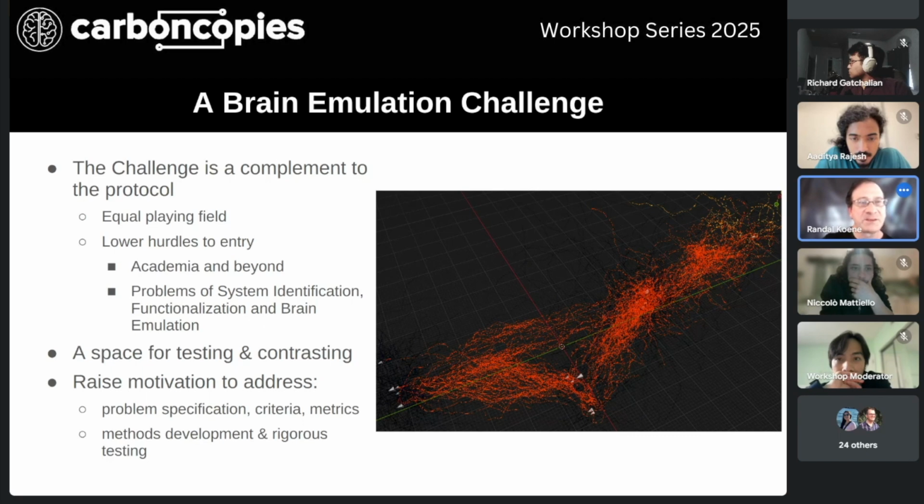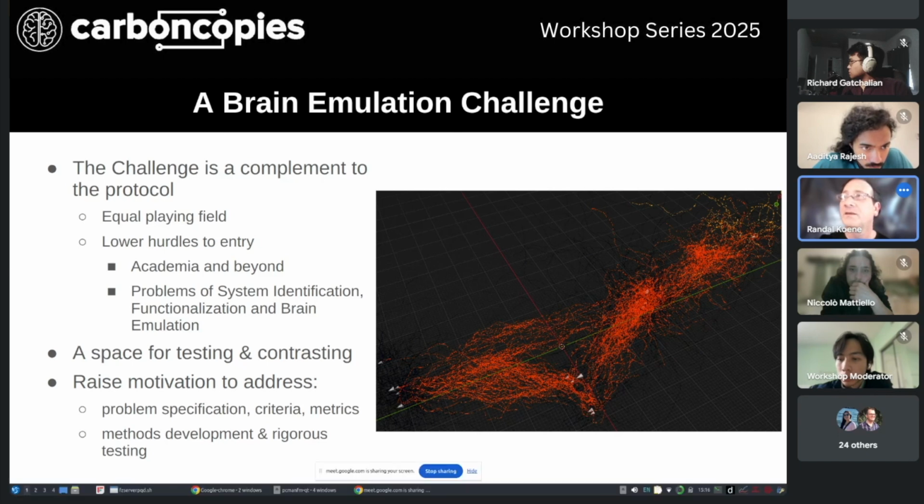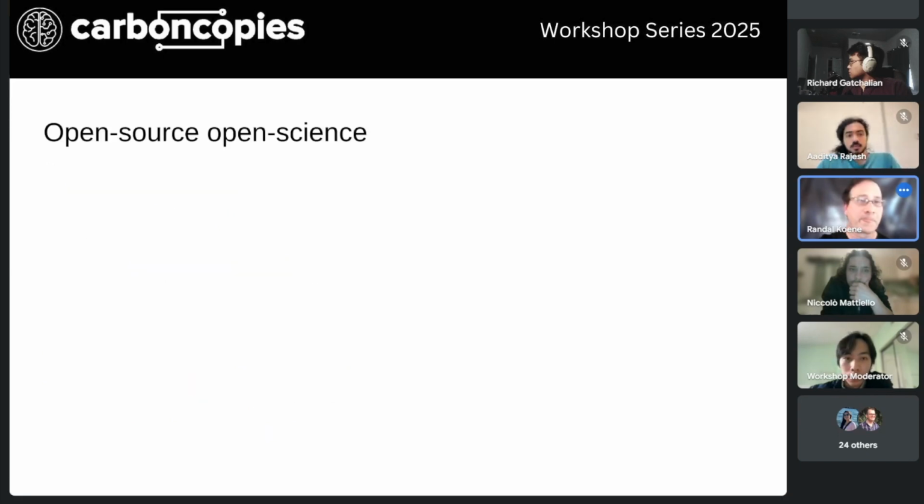The challenge is a complement to the protocol itself. It's meant to provide an equal playing field for different and competing ideas, and is meant to ease the point of entry for more people within academia and beyond to get involved with the problems of system identification, functionalization, and brain emulation. We hope that providing a space where approaches can be tested and contrasted raises motivation to address the relatively underserved areas of problem specification in terms of goals, criteria, and metrics, and methods development and rigorous testing. There we go.